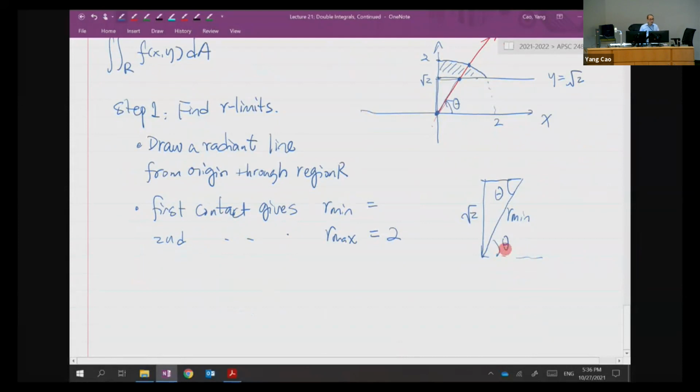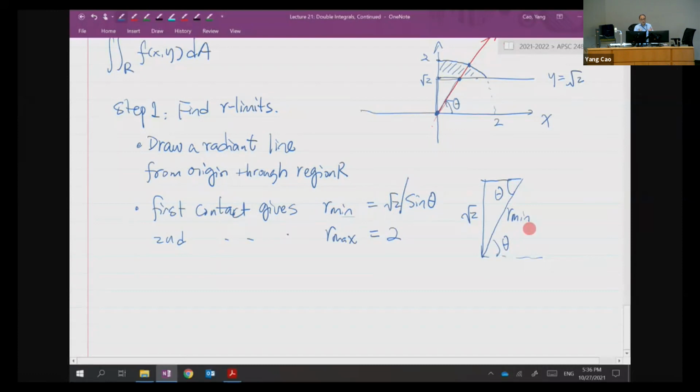Can somebody say this? What would be an expression for R mean? Root 2 over sine theta. Yes, sine theta equals root 2 over R mean. So R mean equals root 2 over sine theta. Okay, good. So that's the idea.